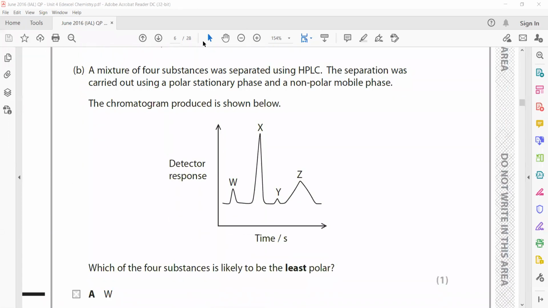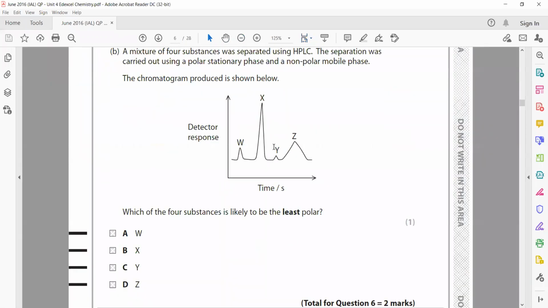A mixture of four substances was separated using high performance liquid chromatography. The separation was carried out using a polar stationary phase and a non-polar mobile phase. Which of the four substances is least likely to be polar? The one least likely to be polar is the one collected in the shortest time, moving easily through with the mobile phase. So that's W. So A is the right answer.